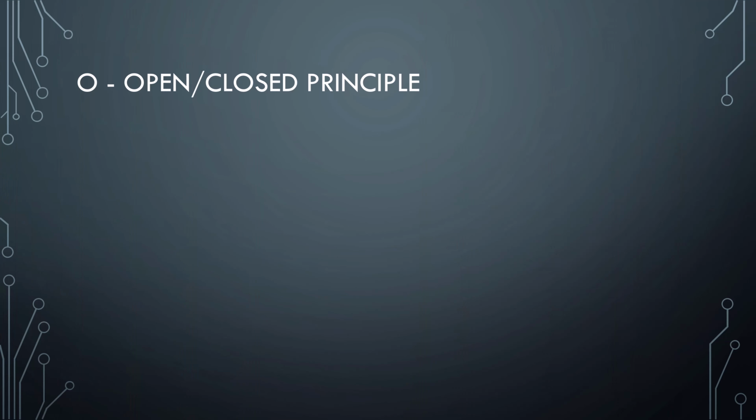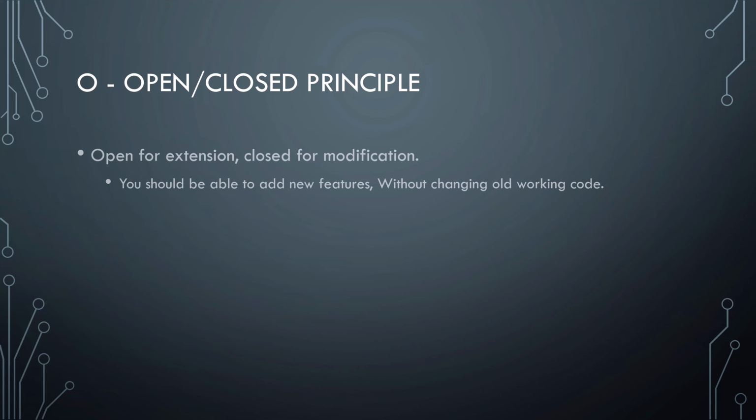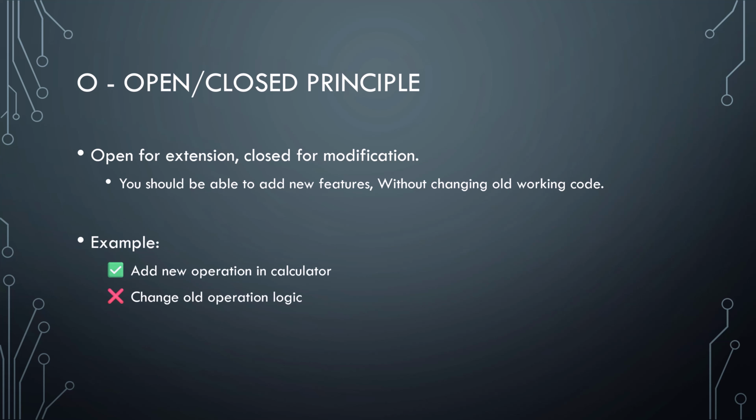Next is O. It stands for Open-Closed Principle. This says, your code should be open for extension, but closed for modification. Let me explain. Suppose you made a calculator. Now you want to add a new function, like square root. You should be able to add new code, but not change the old code that already works. That way, your old code stays safe and working.